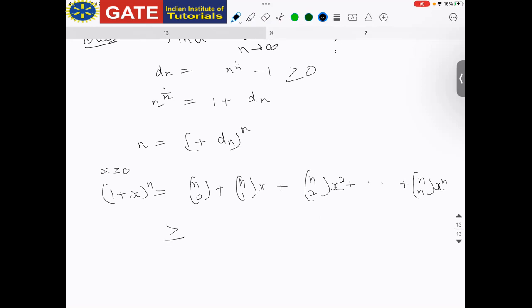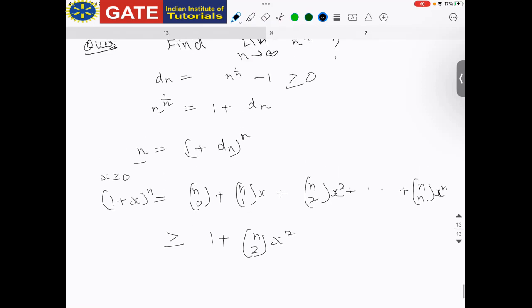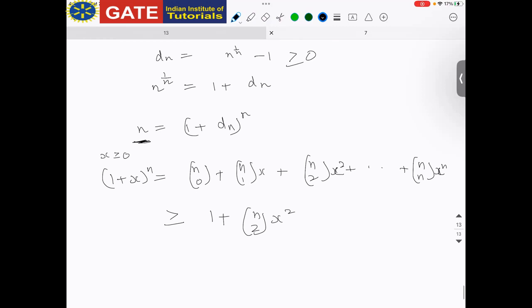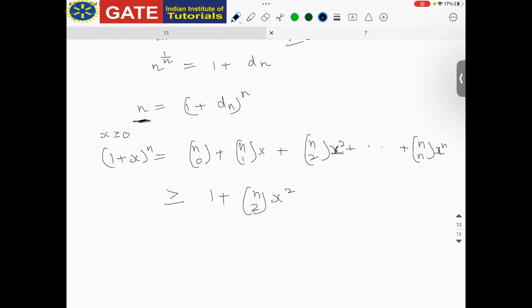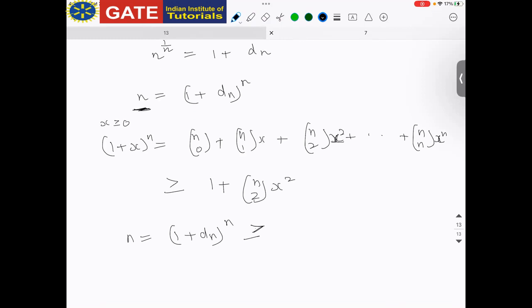Now this is greater than or equal to 1 plus nC2 into x square, because I have the other side as n here. So this time I will take the square term from the binomial theorem. So n is equal to 1 plus dn raised to the power n. Here we are not taking the x term, because I have the other side as n. I will show you why this will be helpful for us.